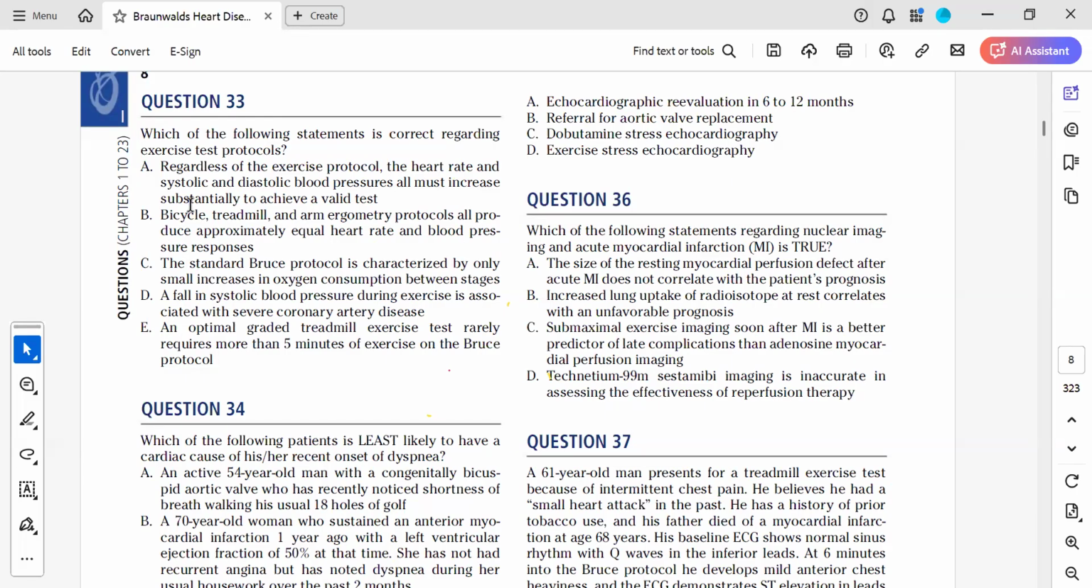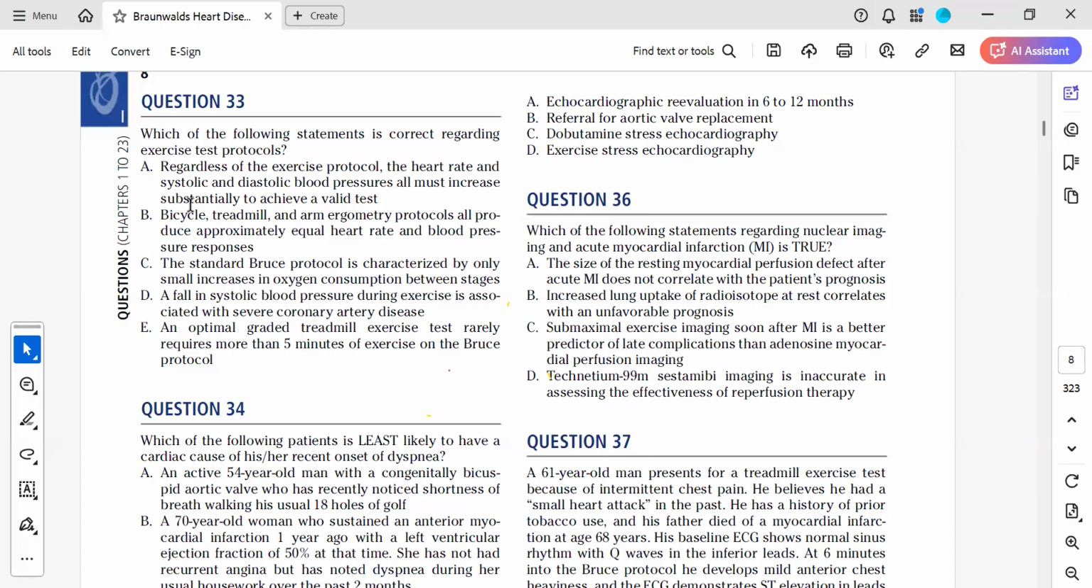Regardless of the exercise protocol, heart rate and systolic and diastolic blood pressure all must increase substantially to get a valid test. So basically, for an optimal exercise test, there has to be an appropriate rise in both heart rate and systolic blood pressure, and not diastolic blood pressure.